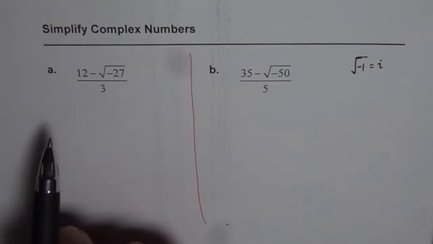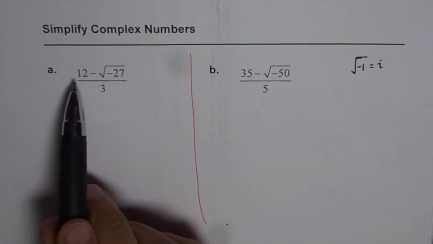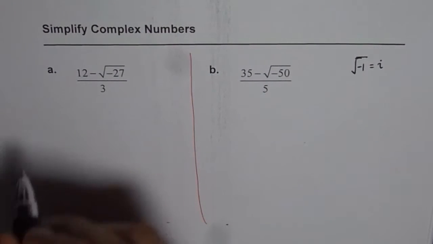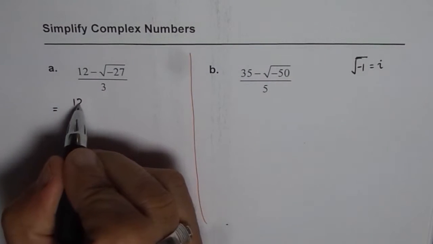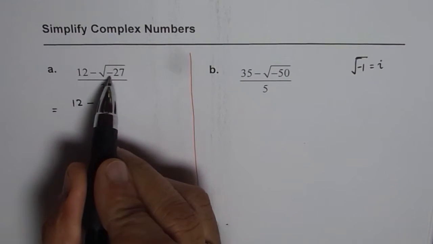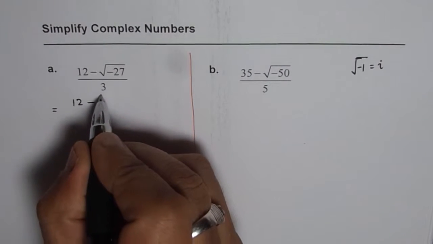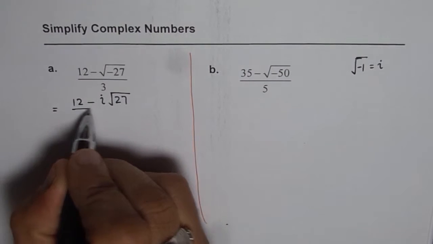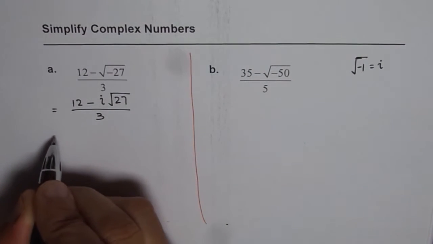So let's begin by doing the first question, which is (12 minus square root of minus 27) over 3. Now in this case, we can write 12 minus. Now this square root of minus 1 is i, so let's write i first outside. And then we are left with square root of 27 divided by 3. So that's the first step.